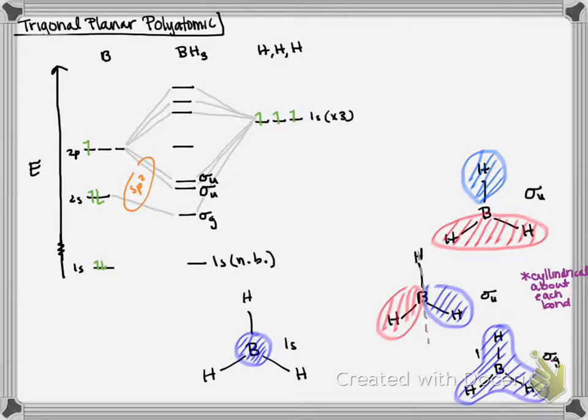This is also going to be an odd function because, again, you have that change in sign. Unless we have multiple changes in sign, it's usually going to be odd. So this is going to be a sigma ungerade. Again, very hard to see with these.